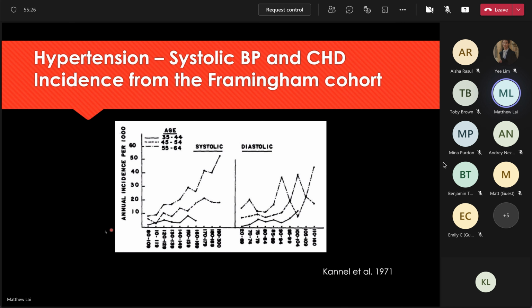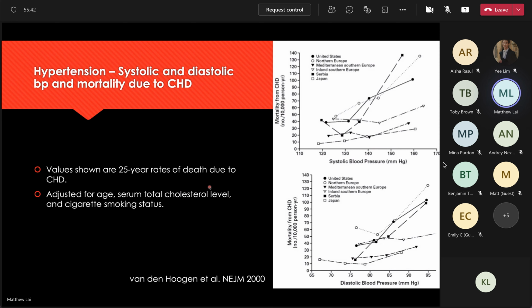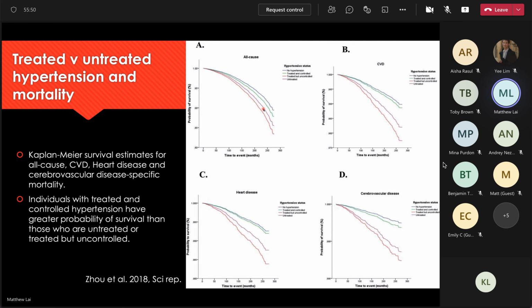So here's some of the evidence behind why we treat hypertension and the risk. This is from the Framingham Heart cohort. And essentially, if you are hypertensive, you're at greater risk from coronary heart disease. The takeaway from this slide is that the higher your blood pressure, the greater your risk of death due to coronary heart disease.